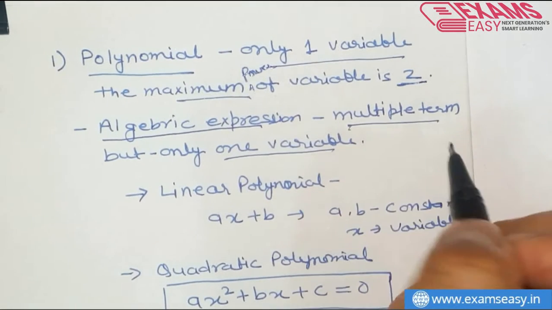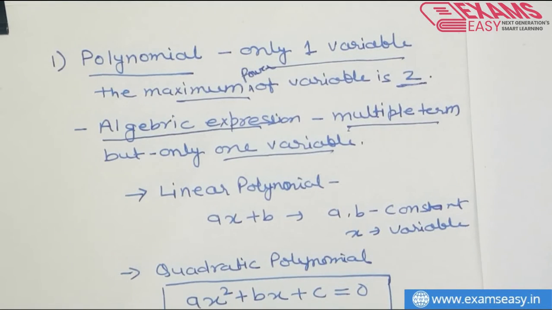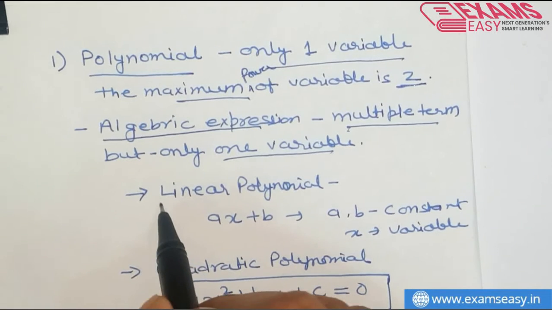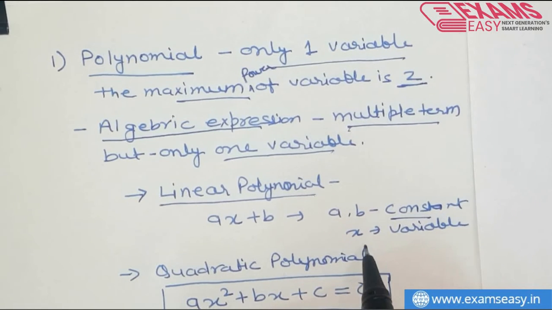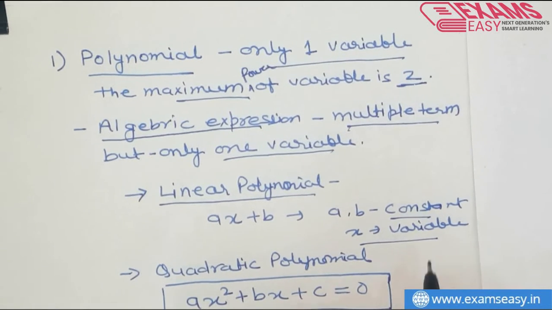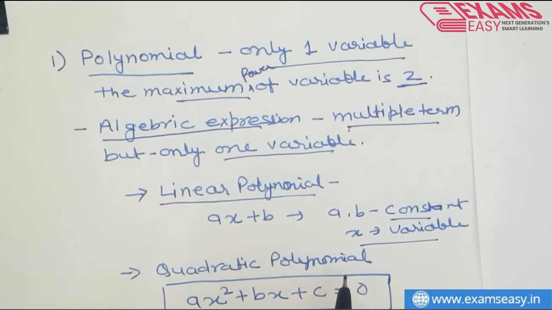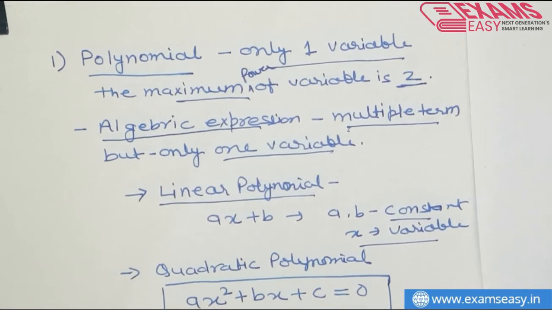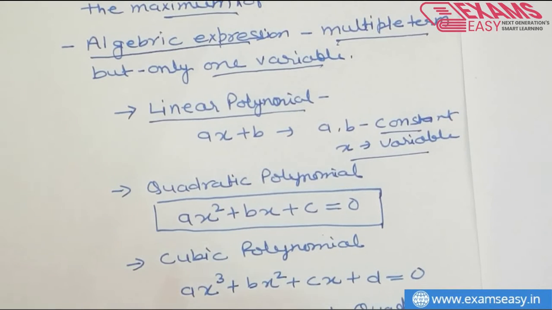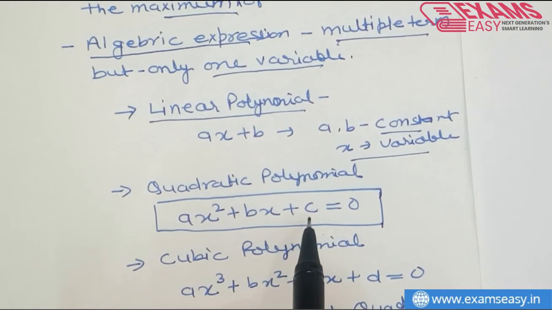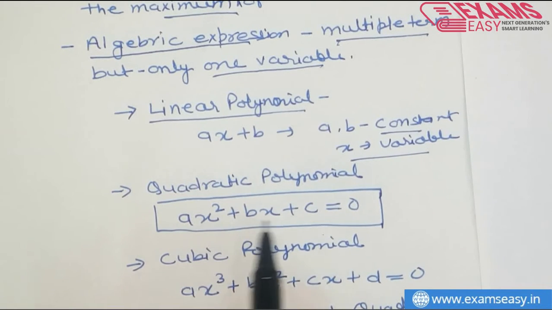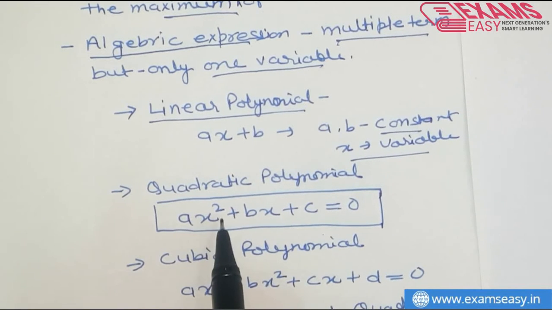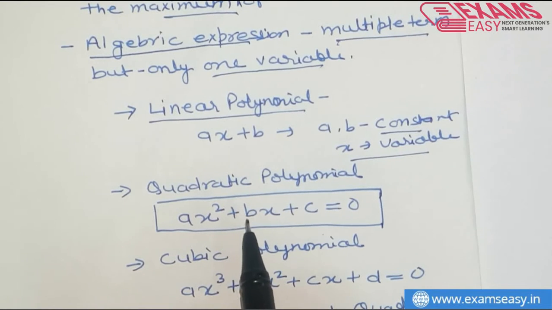So we have many kinds of polynomials, such as linear polynomial, which is described by the equation ax plus b, where a and b are the constants and x is the variable. Now we have quadratic polynomial. The generalized form of the quadratic polynomial is ax square plus bx plus c equal to 0, where a, b, c are the constants and x is the variable and the maximum power of x is 2.